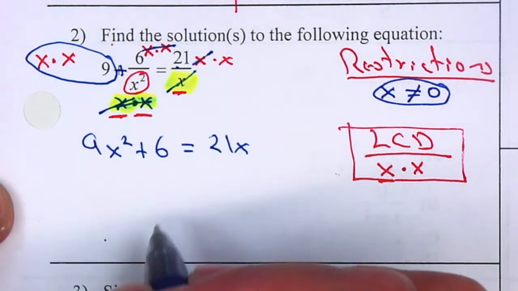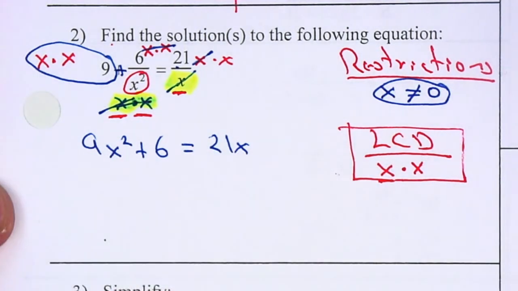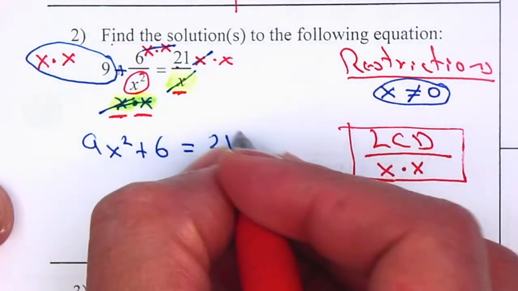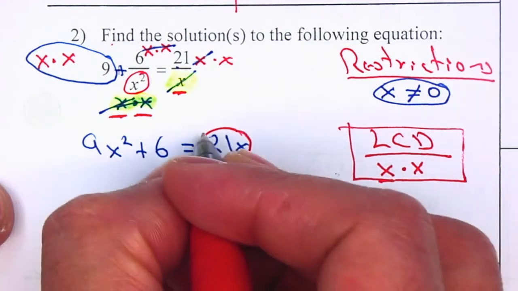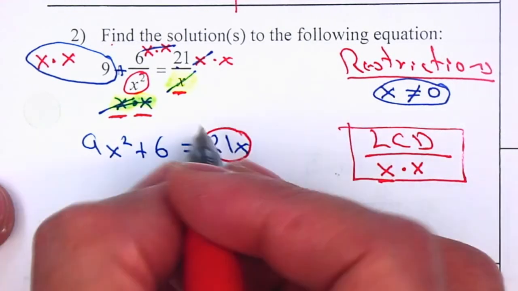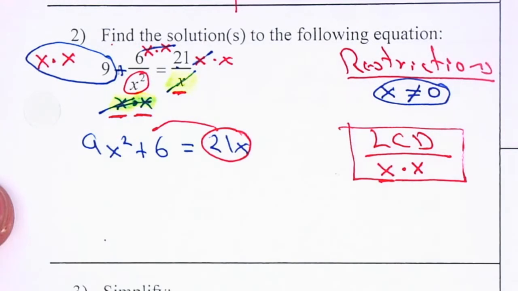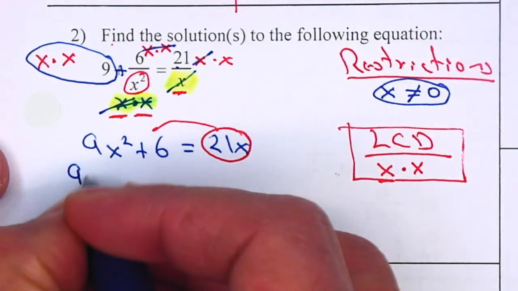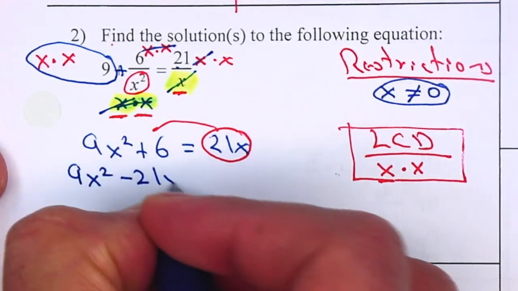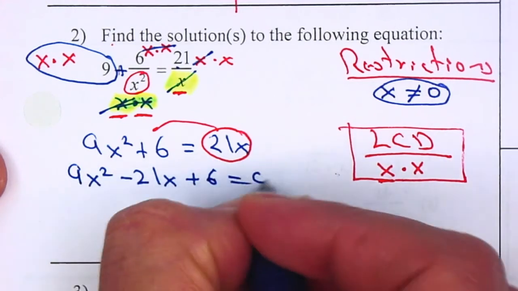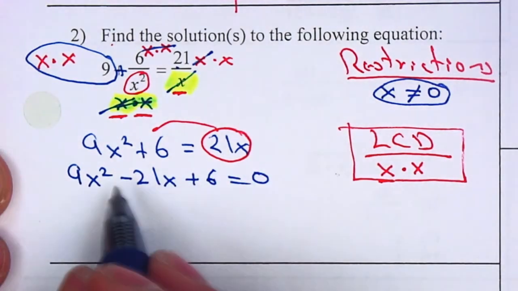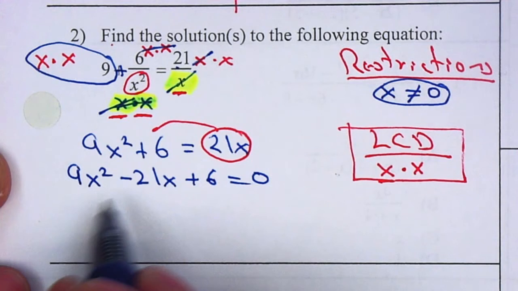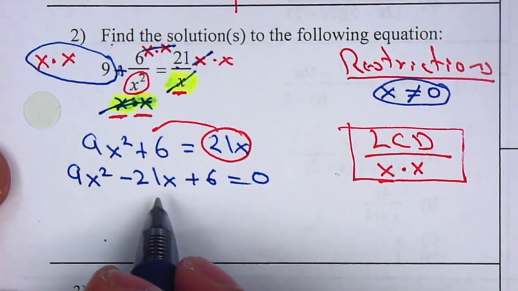So I can factor it and then use my zero product property, or I can use the quadratic formula. I'm going to move my 21 to the left, becomes a negative: 9x squared minus 21x plus 6 equal to 0. Now I'm going to try to factor it. If I can't factor it, then I'm going to have to use the quadratic formula.